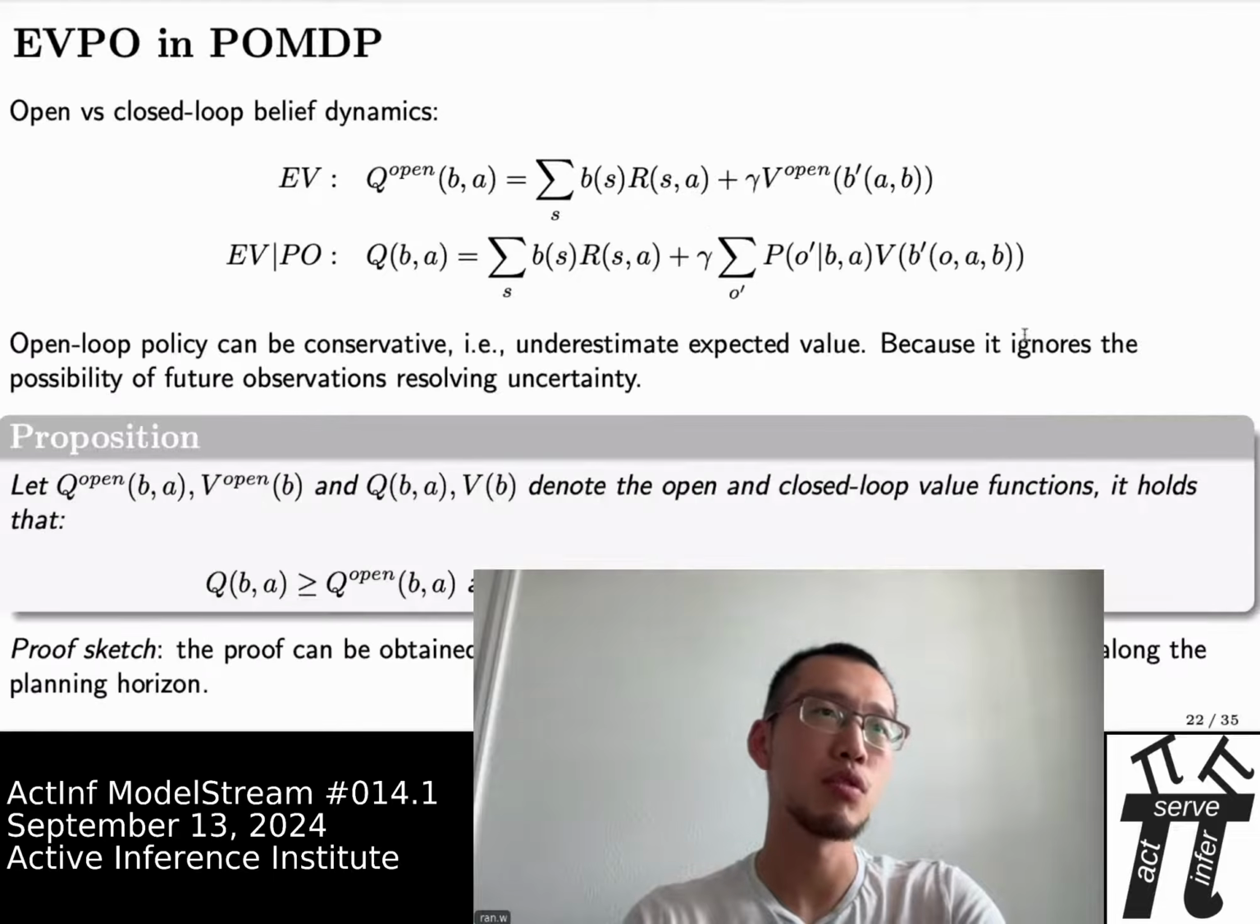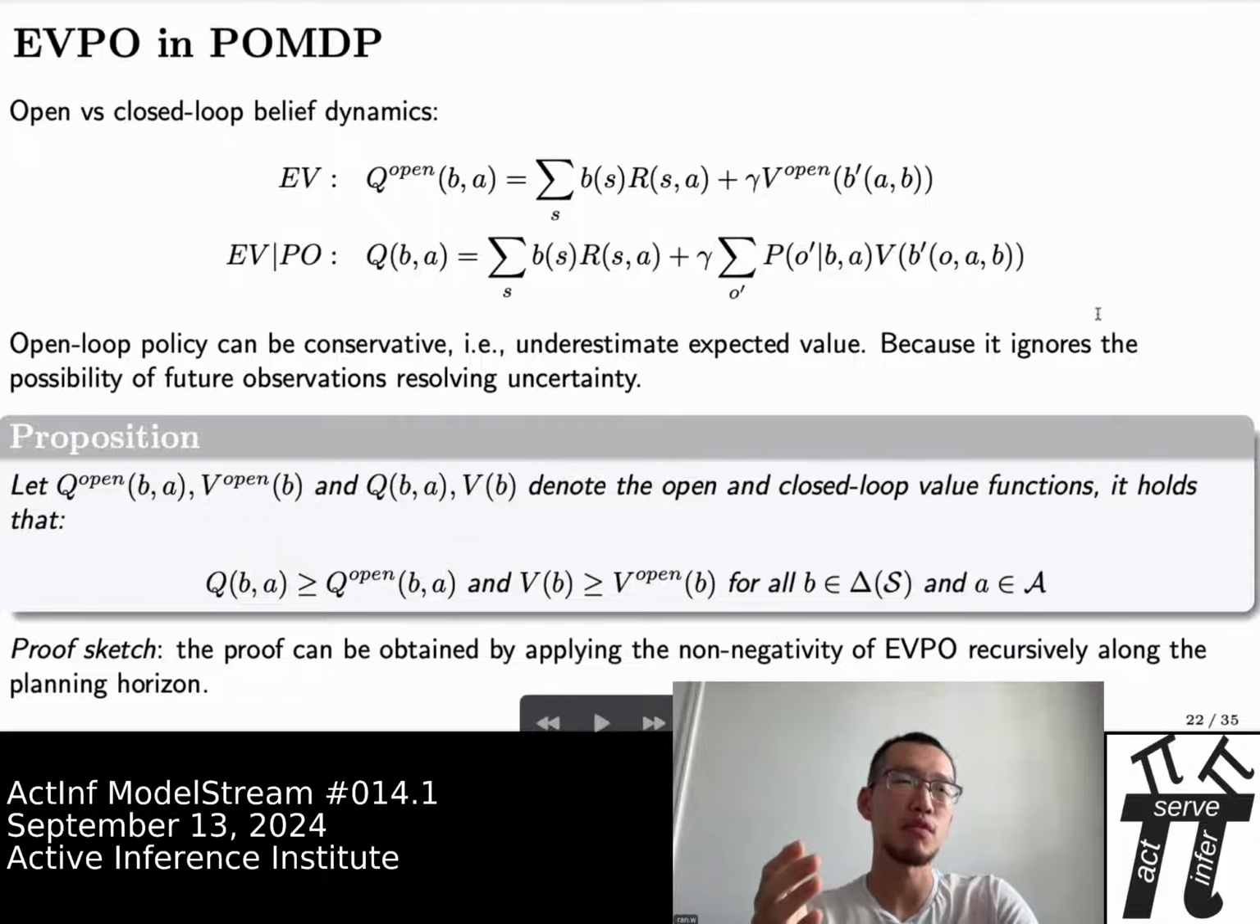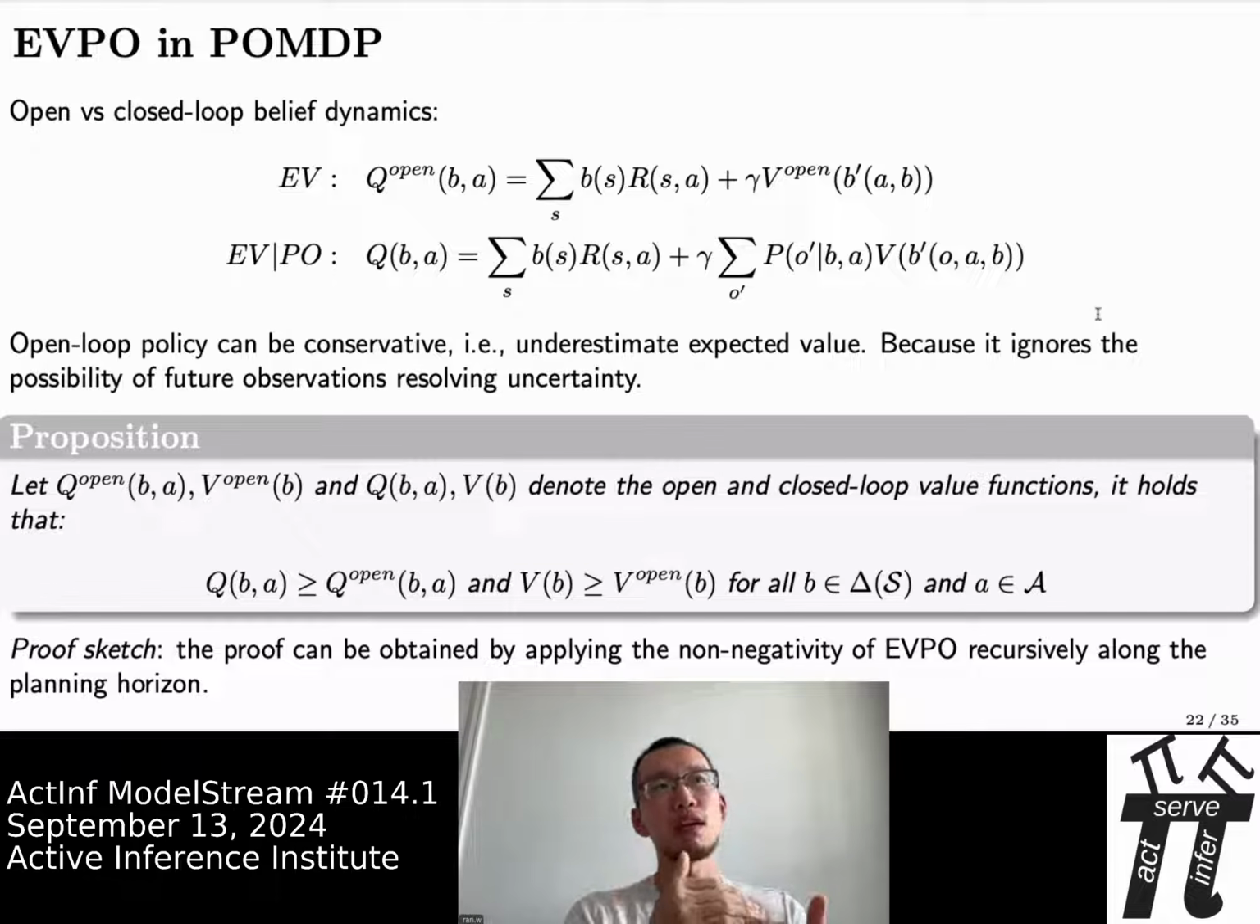Then to apply the expected value of perfect observation to the POMDP setting, we have to take into account the sequential nature of decision making. Once we add that, it turns out that the expected value without perfect observation is the expected value using the canonical linear combination of rewards plus the open loop belief updating, whereas the expected value given perfect observation is the same as the Bayes optimal value function. So this is very interesting.